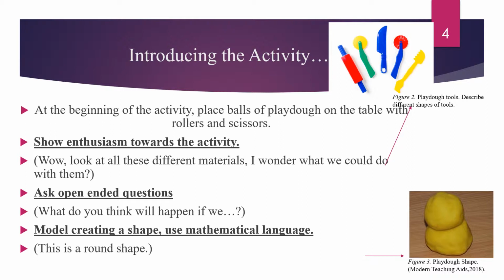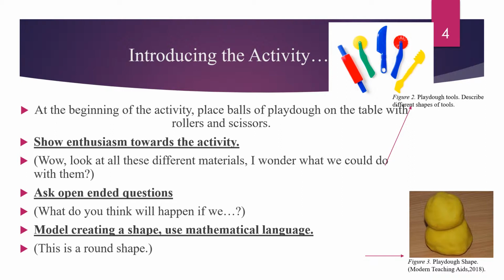An effective way to introduce an activity is to model enthusiasm and interest. Saying, "Wow, look at all these items, I wonder what we could do with them," is a positive invitation for play. Now we have the children showing interest and curiosity towards the activity. How can we help provoke their thinking? Asking open-ended questions. Referring to the Play-Doh tools, we can ask open-ended questions such as, "Look at the shape of the roller. What do you think will happen to our dough if we rolled it?"